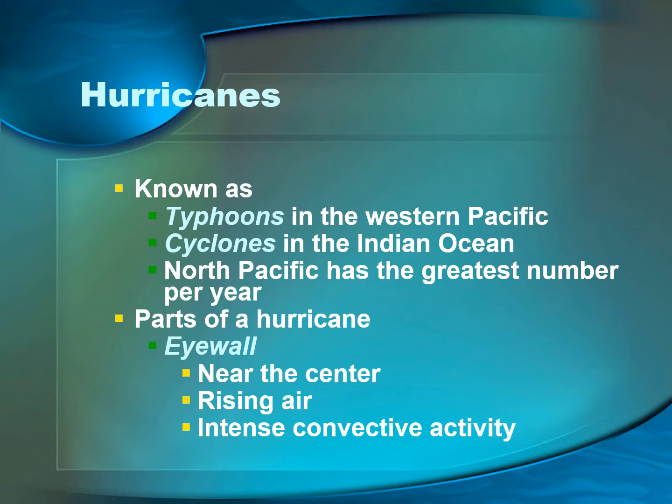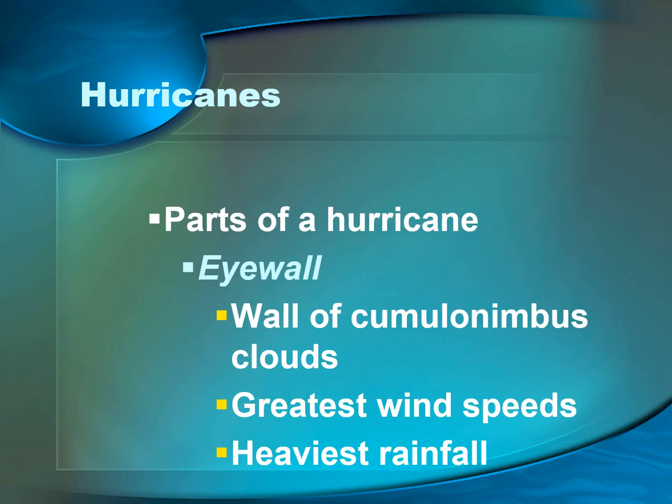Okay, so parts of the hurricane, the eye wall. I want you to know that the eye wall is the strongest part of the storm. Basically, it's a big circular wall of cumulonimbus clouds, and you're going to have the greatest wind speed and the heaviest rainfall in the eye wall. It's the worst part of the storm when it hits you.